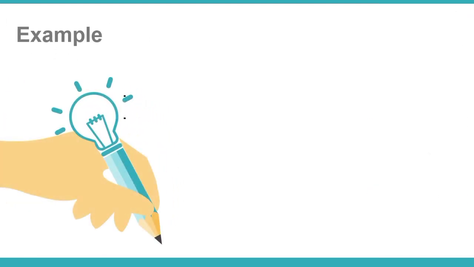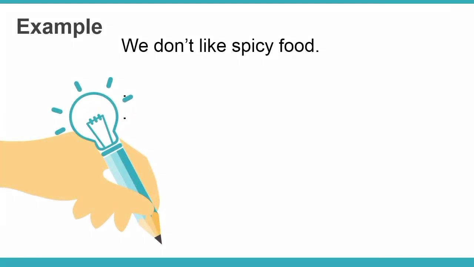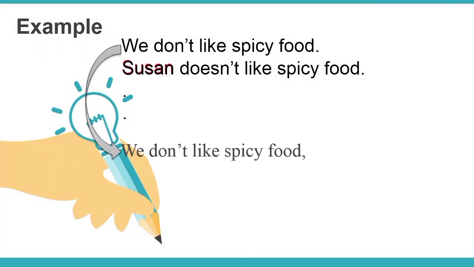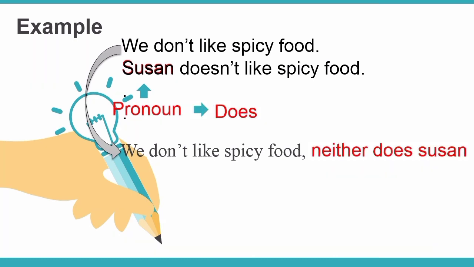Next example. We don't like spicy food. Susan doesn't like spicy food. Sama-sama tidak menyukai makanan yang pedas. Kita tidak menyukai, kemudian Susan juga tidak menyukai. Nah, we don't like spicy food, kita tulis ulang, kemudian lihat kalimat kedua. Kalimat kedua adalah pronoun Susan. Susan itu seorang perempuan, maka kita gunakan does. Neither does Susan.